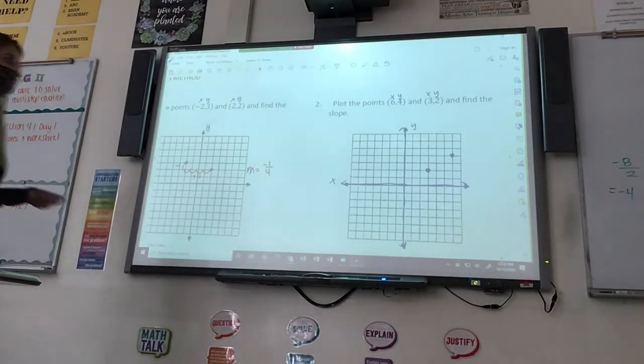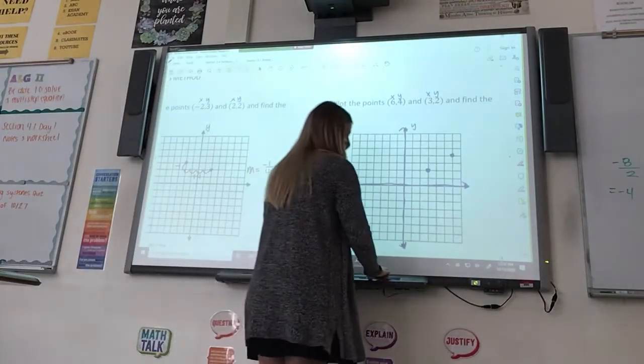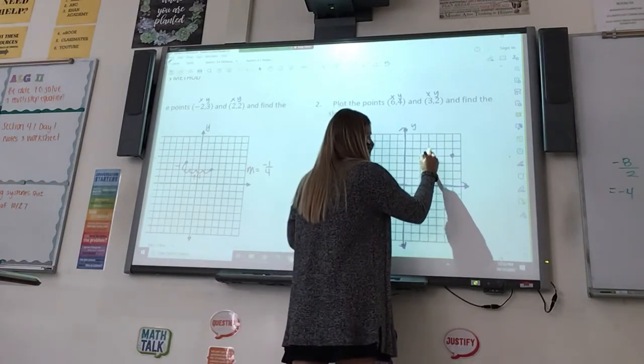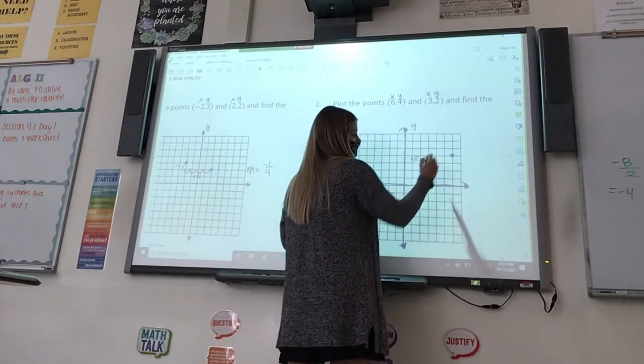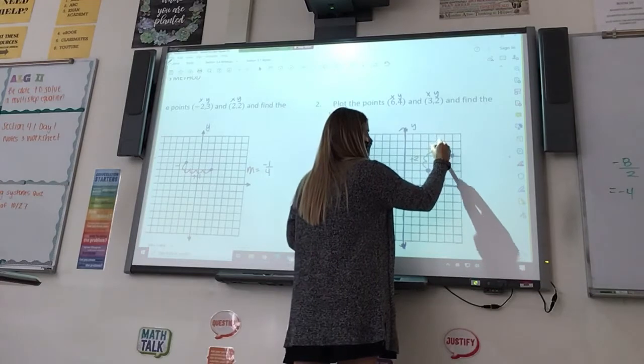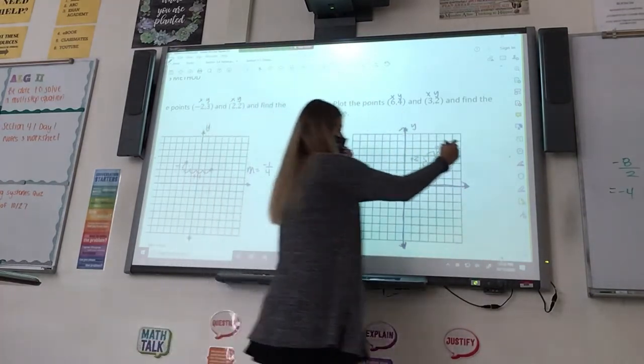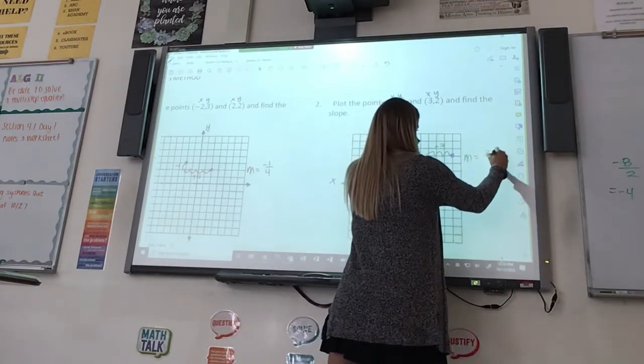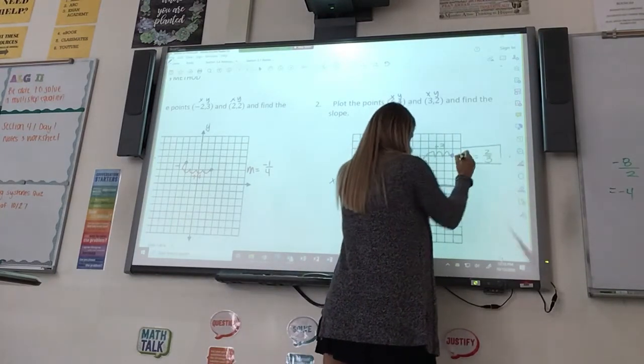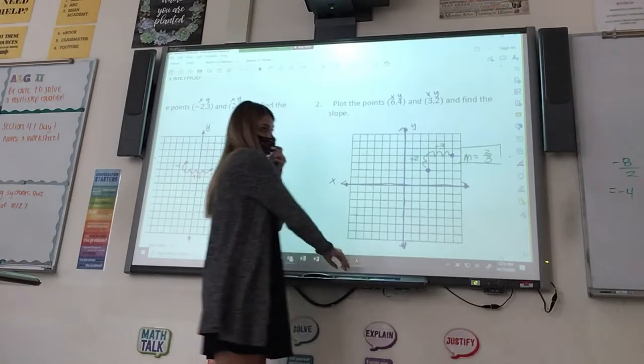And then we're just gonna count. I'm gonna start from the bottom in this one. So I'm gonna go up 2. And then 1, 2, 3. I went up and to the right, so they're both positive. So my slope is +2 over 3.